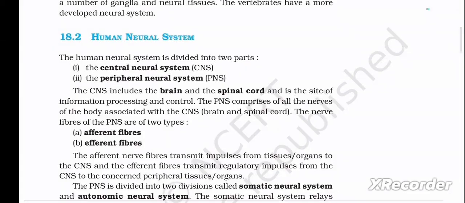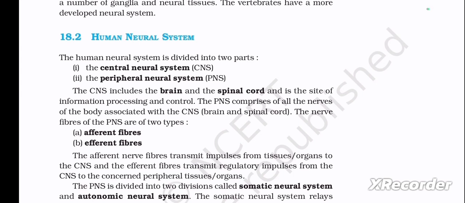Next is 18.2 Human Neural System. The human neural system is divided into two parts. First is the central neural system, CNS, and the second one is the peripheral neural system, PNS. The CNS includes the brain and the spinal cord and is a site of information processing and control. The PNS comprises all the nerves of the body associated with the CNS, that is brain and spinal cord.